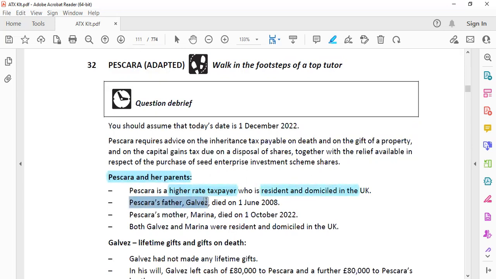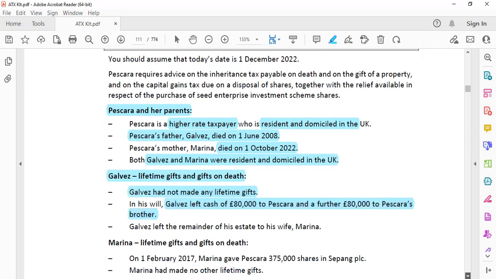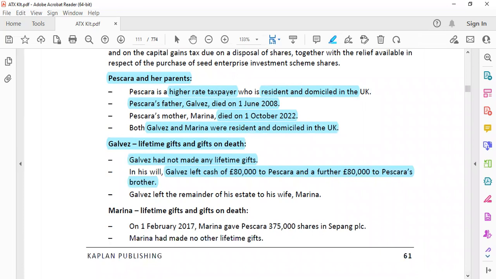Her father, Galvez, died on 1st June 2008. Mother, Marina, died on 1st October 22. Both were resident and domiciled in UK. Galvez, lifetime gifts and gifts on death. Galvez had not made any lifetime gift. In his will, he left cash of 80,000 to Pescara and a further 80,000 to Pescara's brother. So that means total 1,60,000 was inherited. Galvez left the remainder of his estate to his wife, Marina, which is an exempt transfer, because this is inter-spouse.